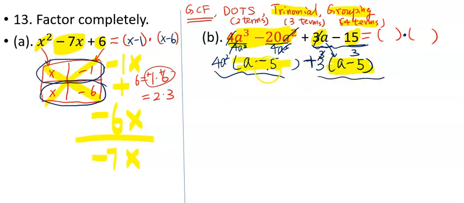But if we do one more step of GCF, we can pull out a minus 5 as one of our factors and get rid of them, and we're left with 4a squared plus 3. So that is the answer.